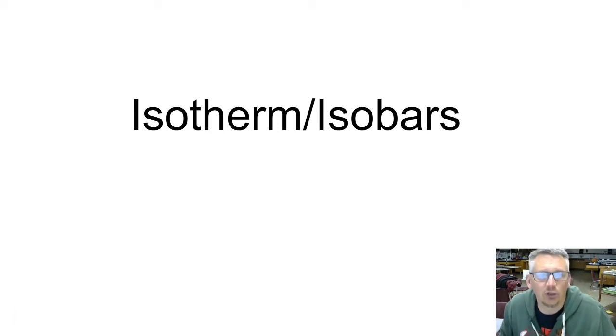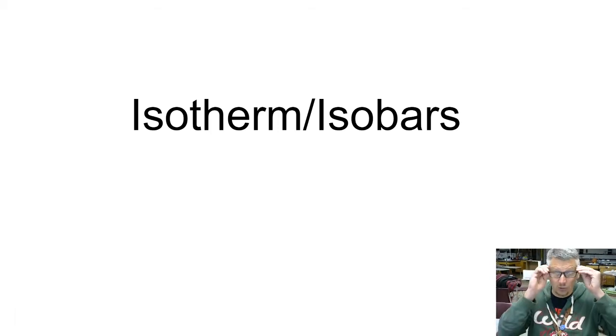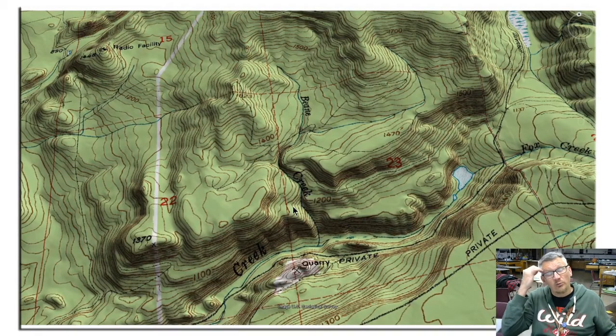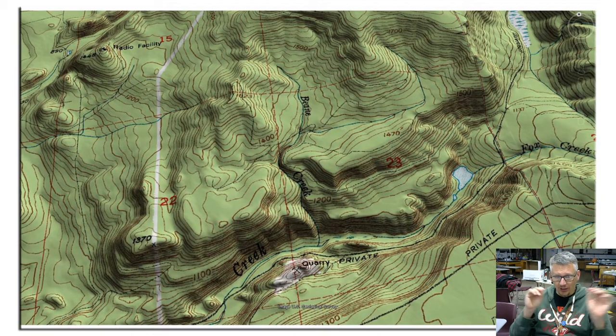Okay, so this video is over isotherms and isobars. Well, it's more over isobars, but isotherms are really similar. So when we take a look at isotherms and isobars, they're going to be lines of like. Iso meaning same, therm temperature, bar pressure. And I like to think of it as a topographical map.